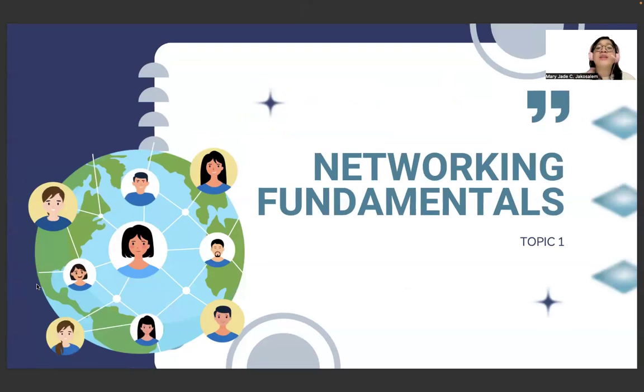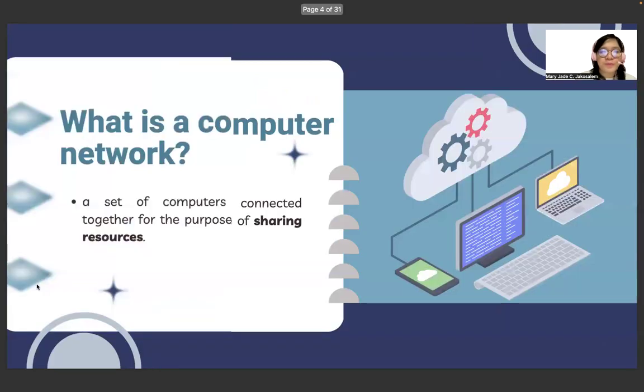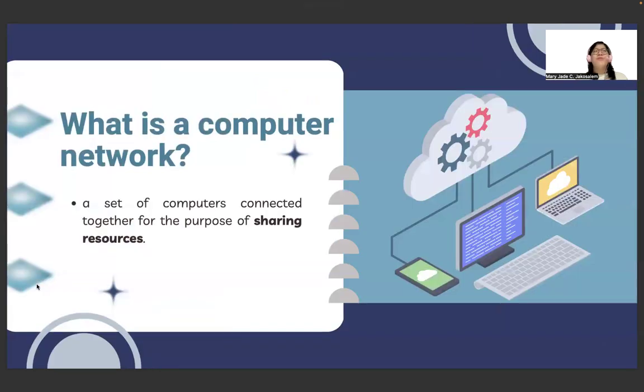So first, I will be discussing the networking fundamentals. In this topic, in this chapter, we are expected to discuss what is networking, the different components of the network, all the basics in networking. So to start with, of course, we have to start with knowing what a network is, because a network is the central point of networking. So what is a computer network?